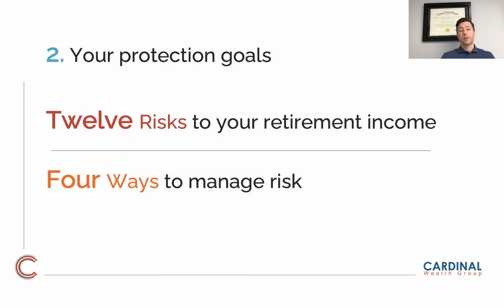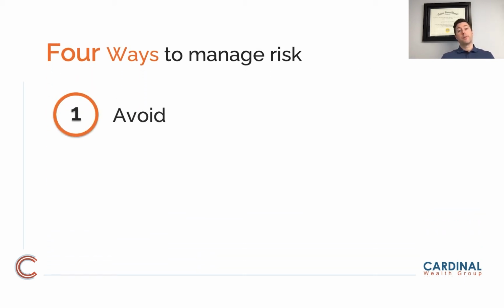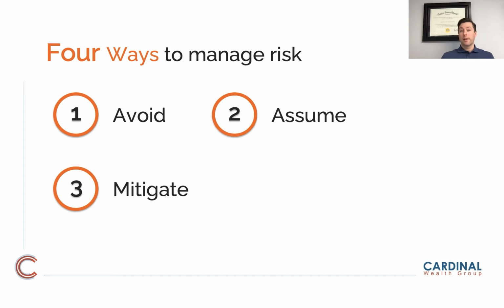When it comes to your protection goals, we generally categorize them into 12 different types of risk. But first, before we talk about them, let's talk about the 4 ways that you can manage these types of risk. The first way is to completely avoid the risk. The second is to assume the risk. The third way is to mitigate the risk from its full potential and impact that it could have if it were to happen. And fourth, that would be to transfer the risk.